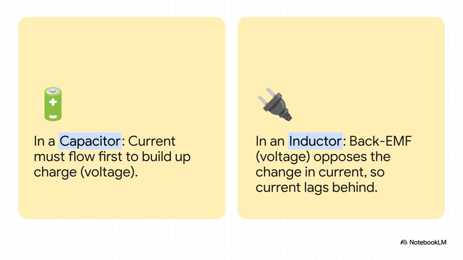For an inductor, it's the opposite. An inductor resists change. It creates a back EMF, a voltage that opposes the change in current, so the voltage has to build up first to overcome that resistance, forcing the current to lag behind. That physical reasoning is what they're looking for.